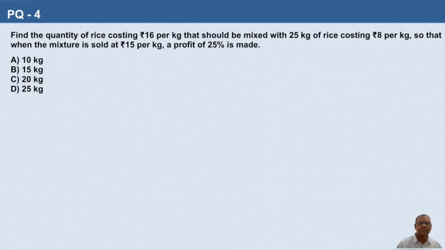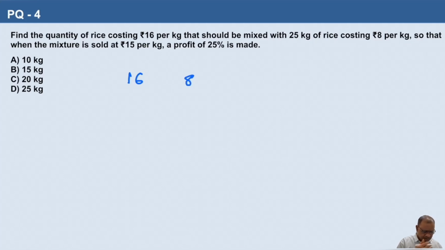Question number 4. Find the quantity of rice costing 16 rupees per kg that should be mixed with 25 kg of rice costing 8 rupees per kg, so that when the mixture is sold at 15 rupees per kg, a profit of 25% is made. So cost prices are 16 and 8. The cheaper is 8 and costlier is 16. So let us write here 16 costlier and 8 cheaper.